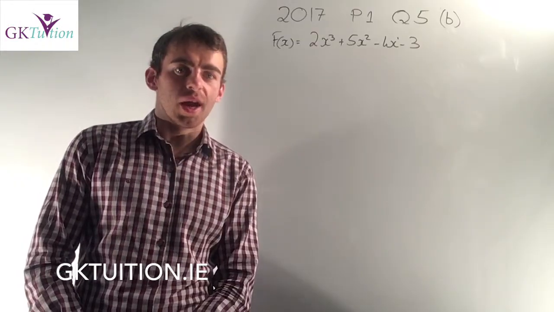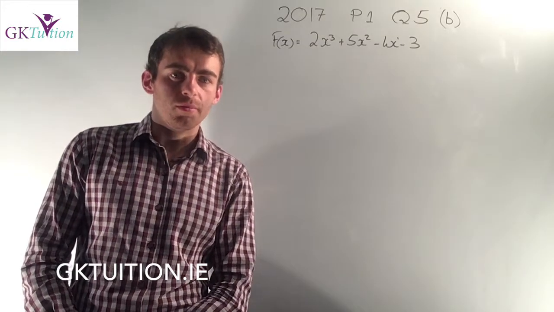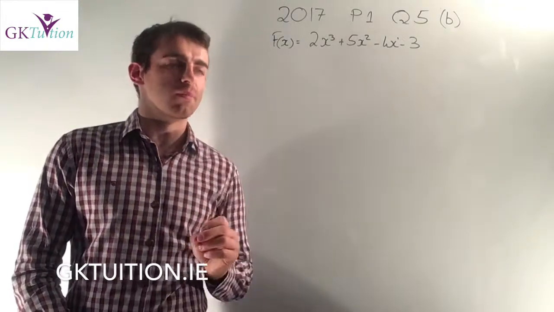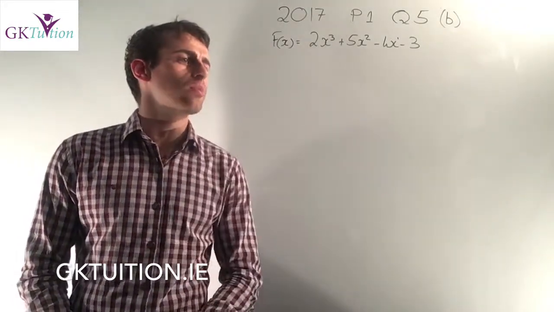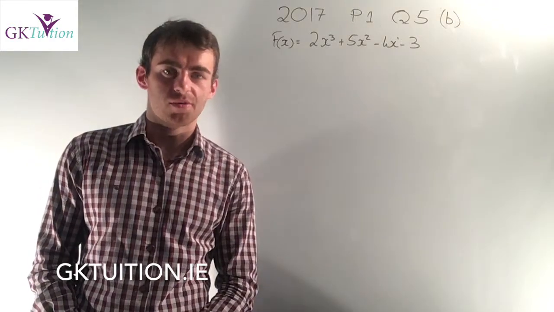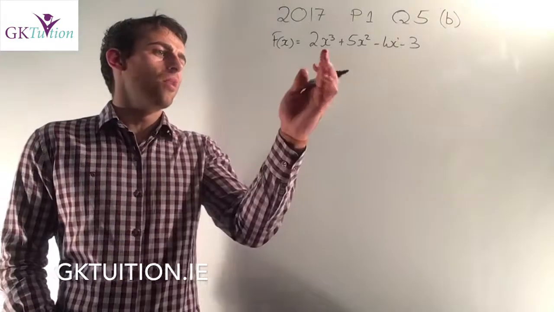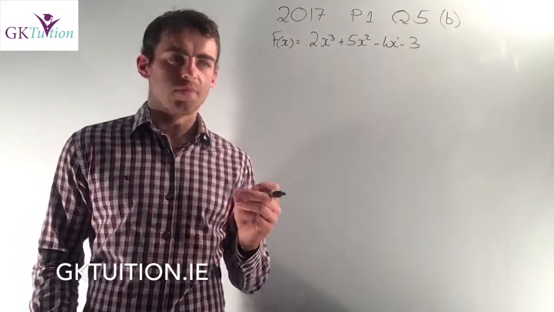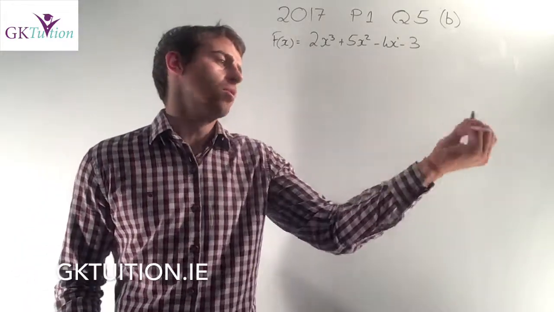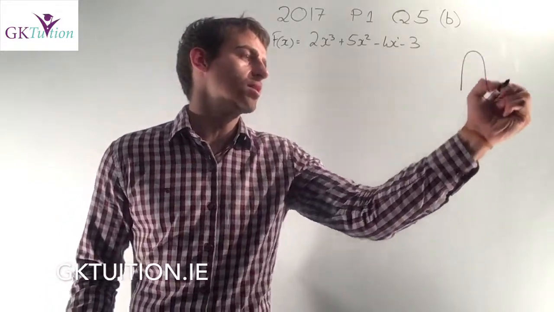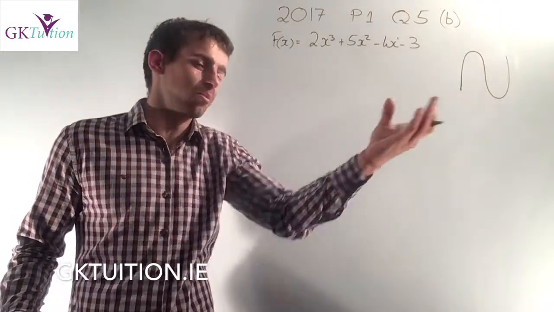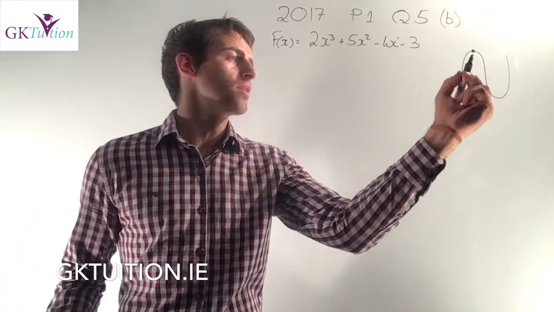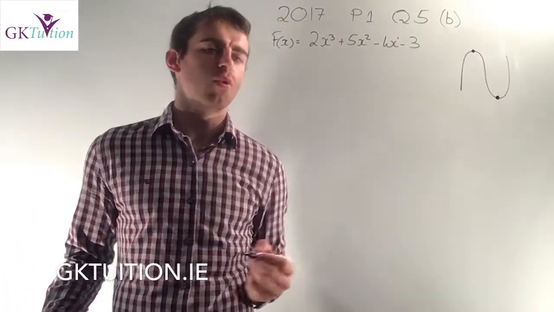In this question, we're asked to find the local maximum and the local minimum points of the function. The function f, which was given to us in part A, which is 2x cubed plus 5x squared minus 4x minus 3. Now, I want you to recognize there's an x cubed in this, which means this is a cubic. It means it has two turning points. So if I was to draw a rough sketch of what this looks like, it's going to look something along those lines.